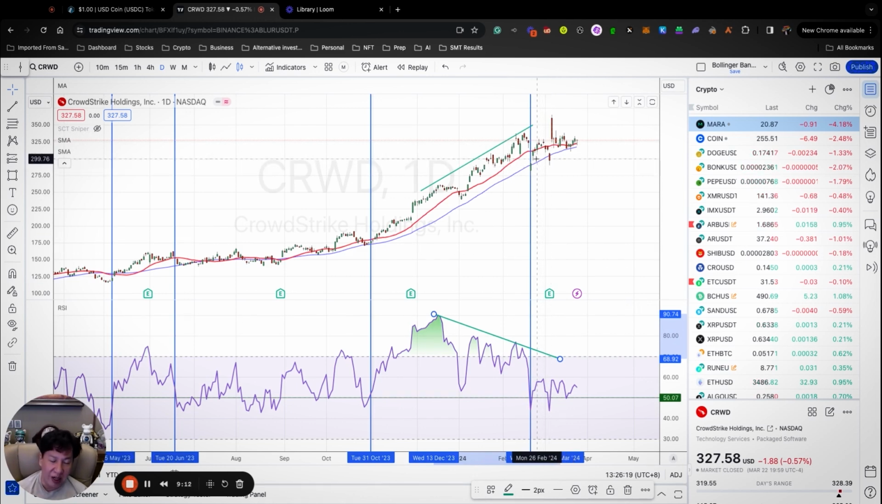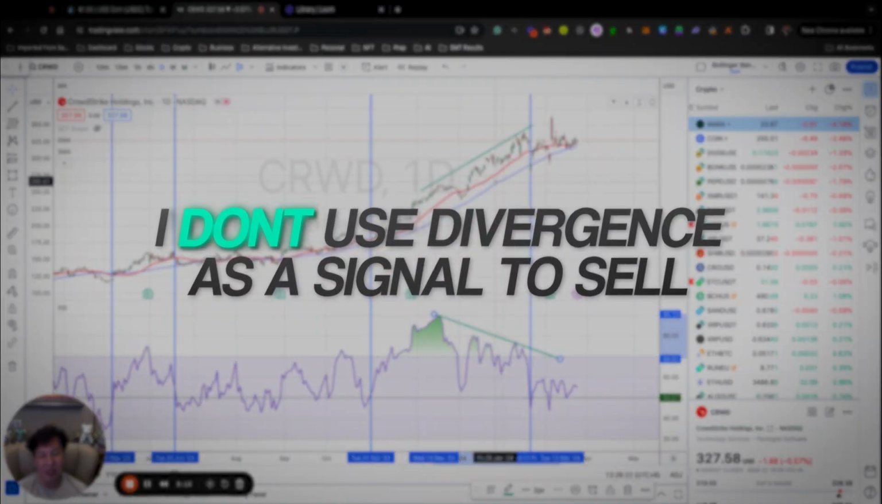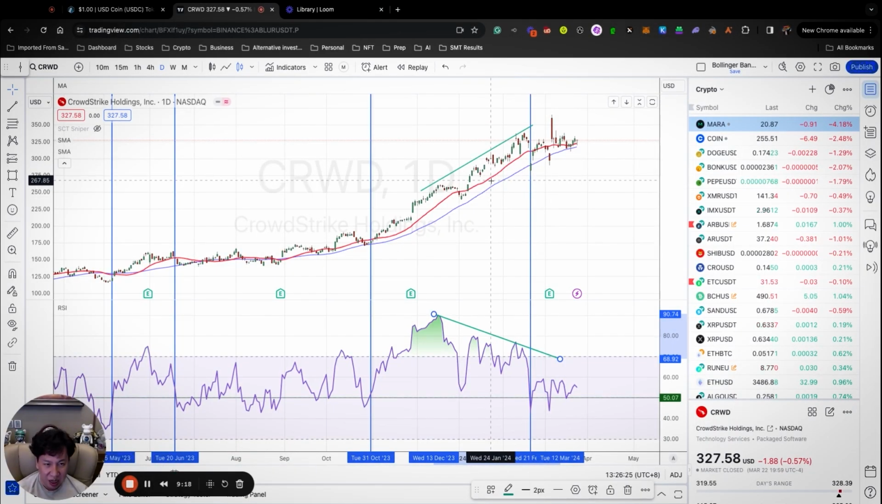Okay, but again, I share with you that I don't use the divergence as a signal to sell. It just lets me know that right now the market is losing momentum. Maybe I want to tighten my stop, but it's not an indication to sell.